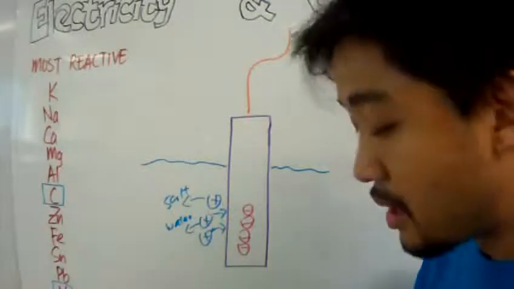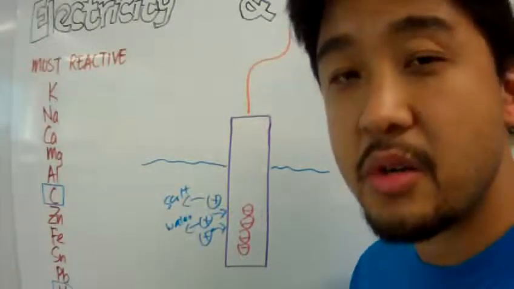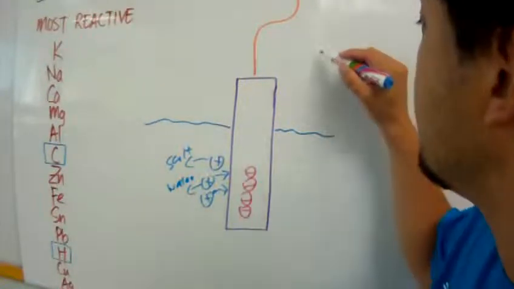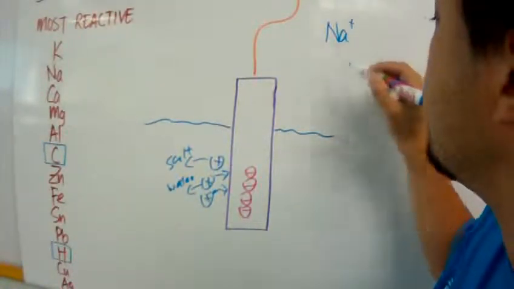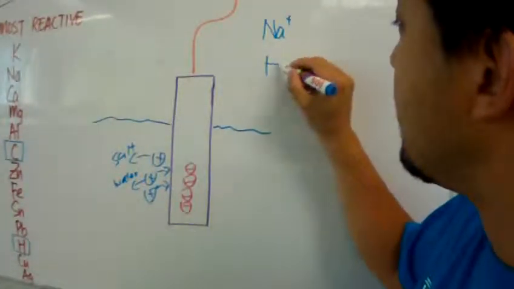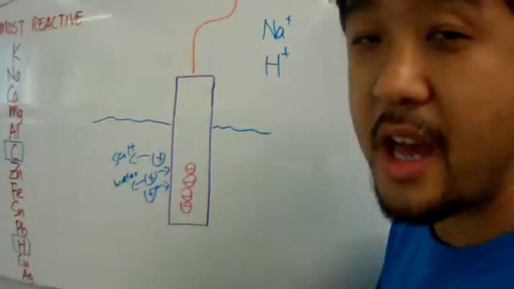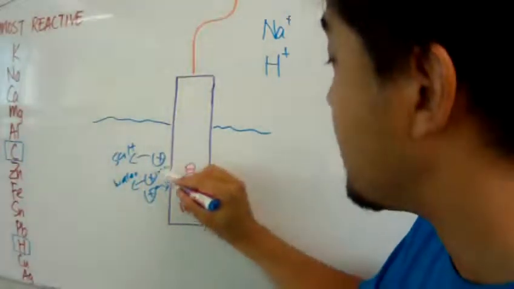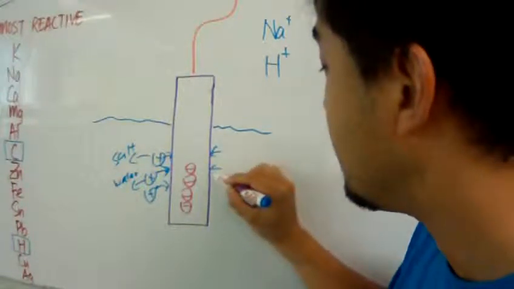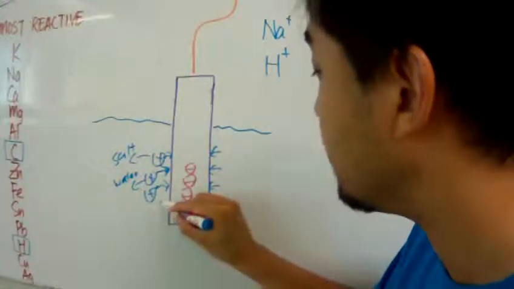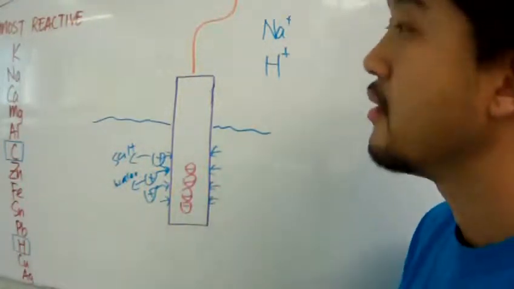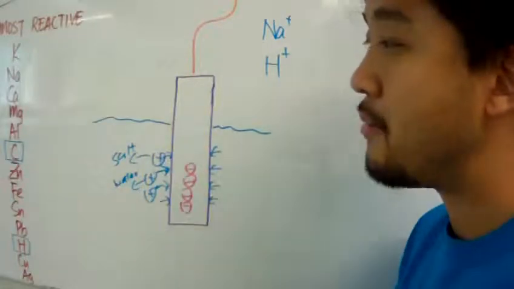Okay? So let's use sodium chloride as an example. In sodium chloride, the positive ion is going to be Na+, and then the water is going to have H+. So H+ and Na+ are going to get attracted to the negative electrode, or the cathode. And when that happens, these two are going to compete to become neutral elements.